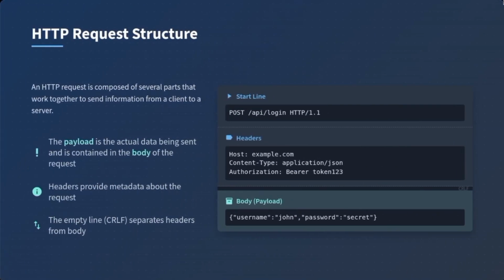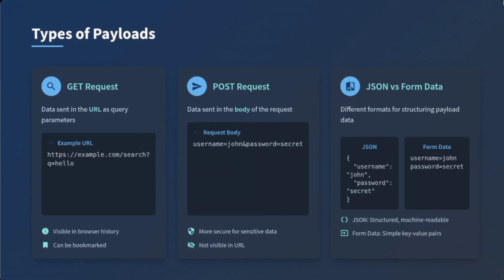An HTTP request has a specific structure. It starts with a request line that includes the HTTP method, the path, and the HTTP version. Then come the headers, which contain metadata about the request, like the content type or authorization information. After the headers, there's an empty line that's indicated by CRLF, carriage return line feed. And finally, there's the body, which contains the payload. This structure is important because it allows servers to understand exactly what the client is requesting and how to process the information being sent.